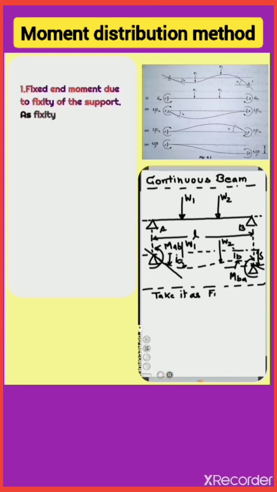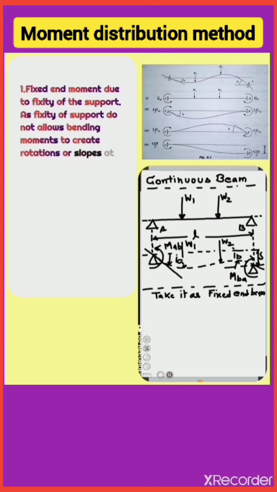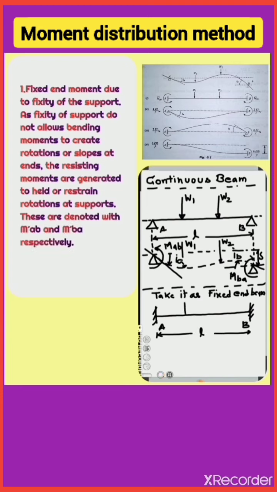Let us study each of the reasons step by step. 1. Fixed end moment due to fixity of the support. As fixity of support does not allow bending moments to create rotations or slopes at the end, resisting moments are generated to hold or restrain rotations at supports. These are denoted with M-AB and M-BA respectively.